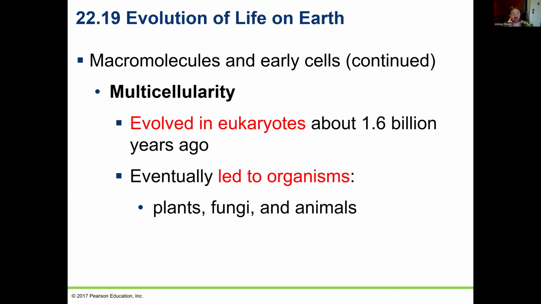Now, multicellularity evolved about 0.2 billion years after that, around 1.6 billion years ago. This evolved out of eukaryotes. Organelles are significantly more efficient than not having any organelles.